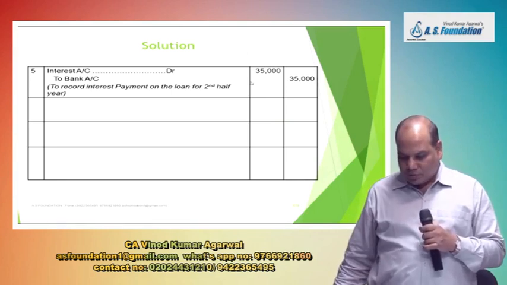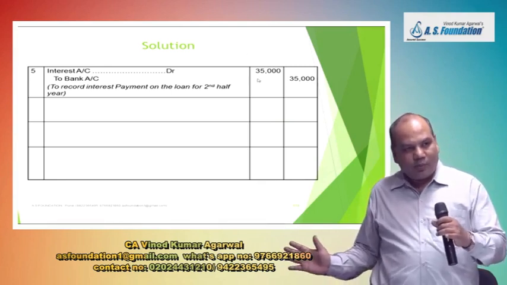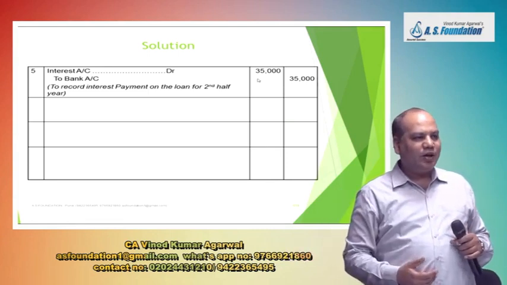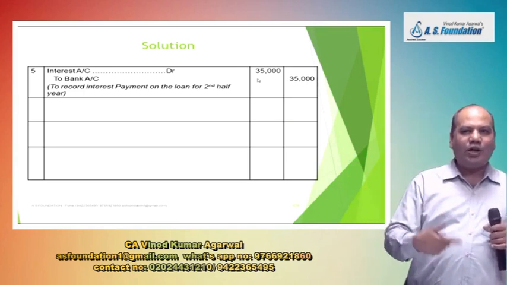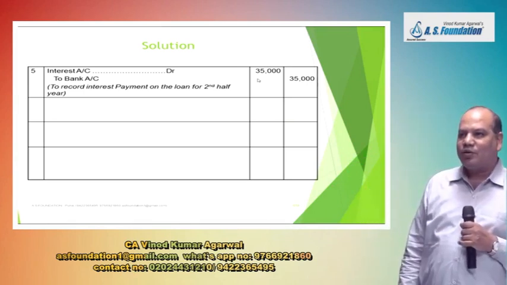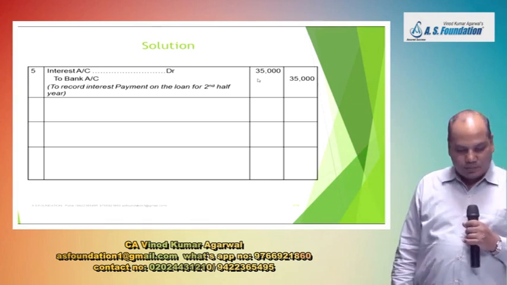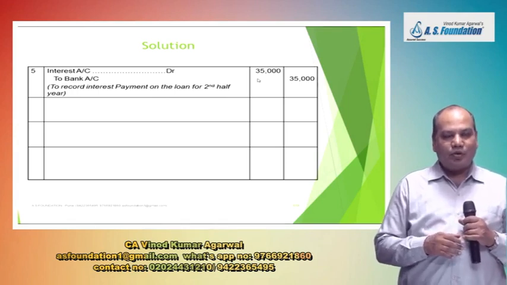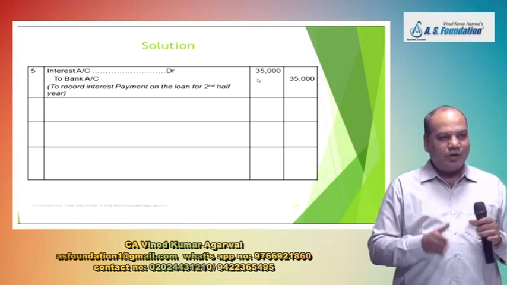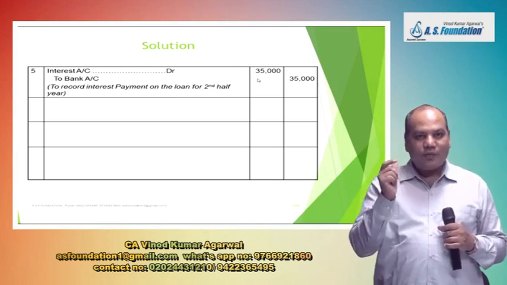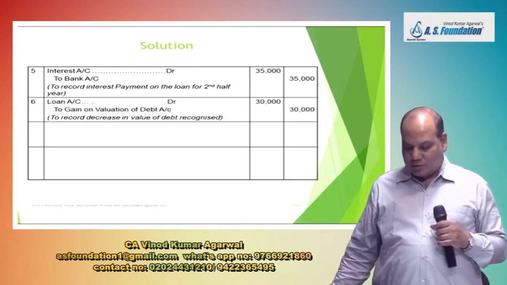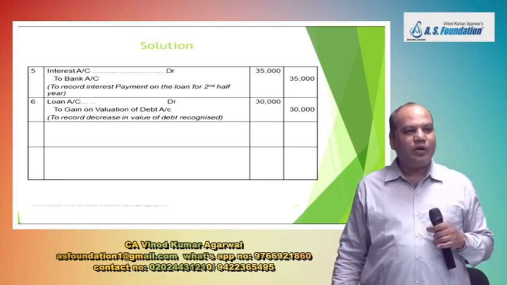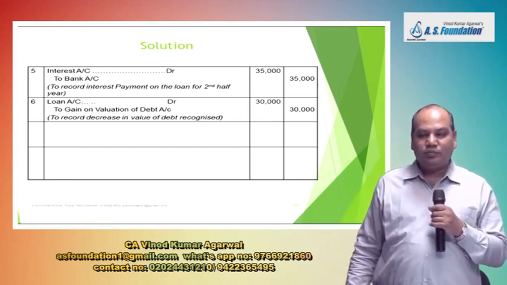Okay. Next question. What will happen in the next 6 months now? I will pay interest every 6 months to my lender at 7%. Original liability continues. Interest account debit to bank 35,000. But now there is a gain on revaluation of debt. From 10.2, it is 9.9. So gain of 30,000. Entry: loan account debit 30,000 to gain on valuation of debt 30,000.